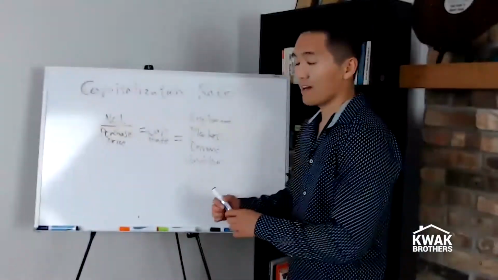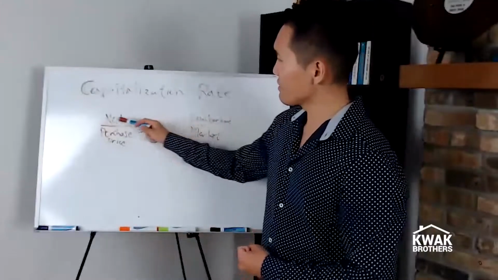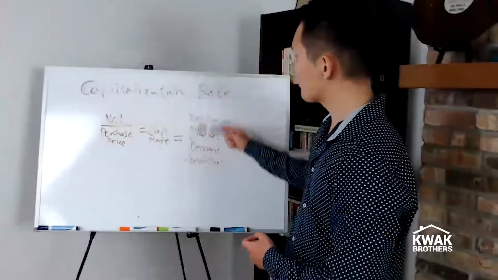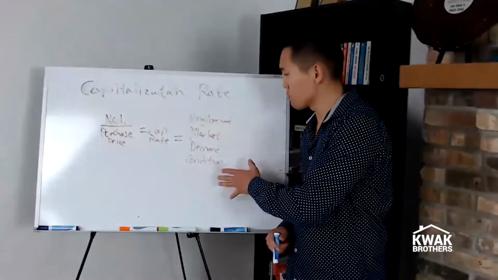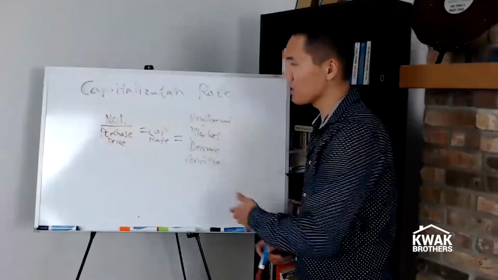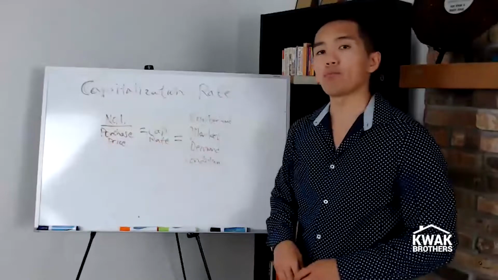So on the math side of things, just looking at the financial income approach, you're looking at the net operating income divided by purchase price, which will give you the cap rate, but it's also driven by these other variables, right? The neighborhood, the market, what the demand is, the condition. Those do matter in driving what the cap rate is going to be.